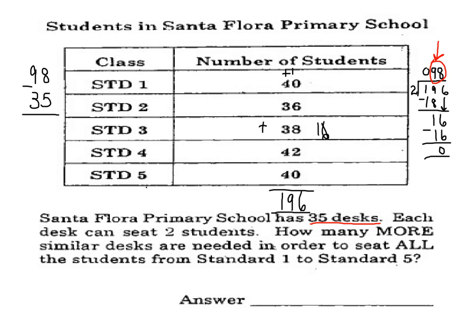3. Alright, 8 take away 5 is 3. Good. And now the digits in the tens position, what would we get? 6. Good. So how many more desks do we need so that everybody could sit? 63. Right, there we go. So we're going to put that on our answer line, 63 desks.